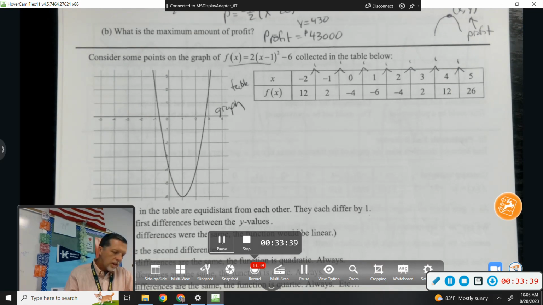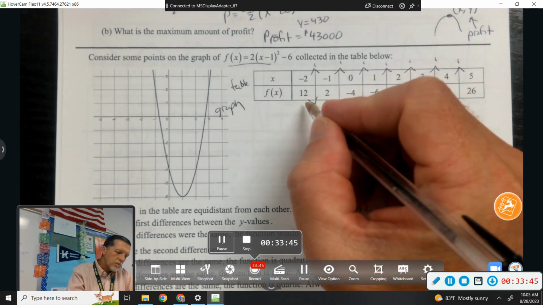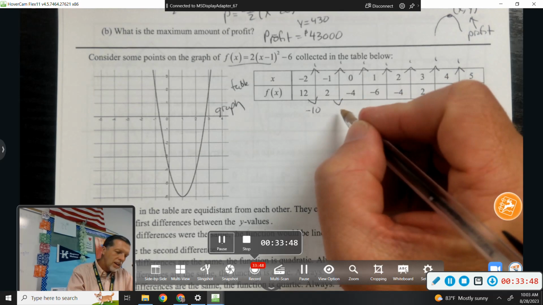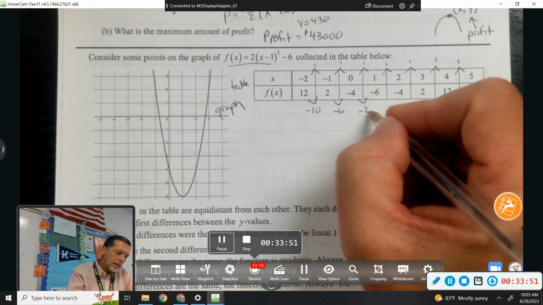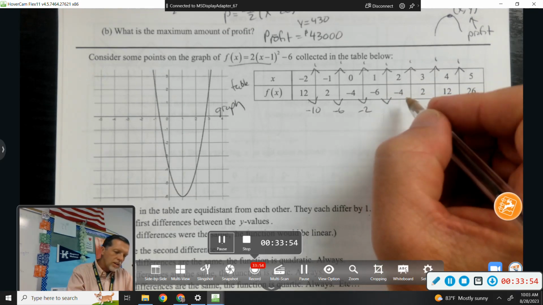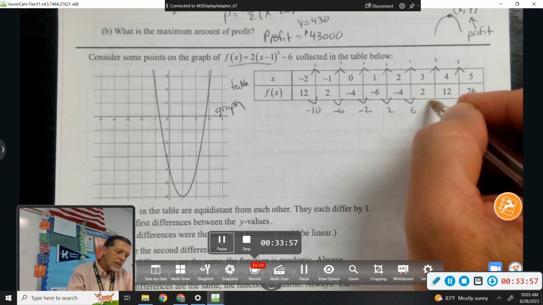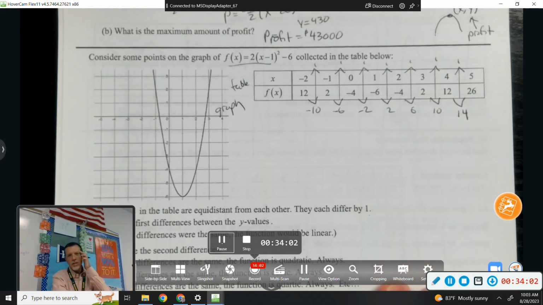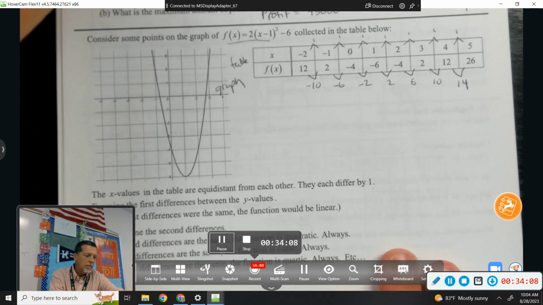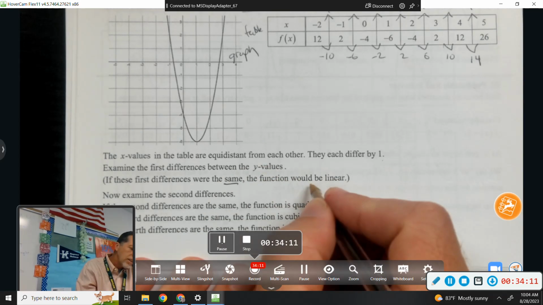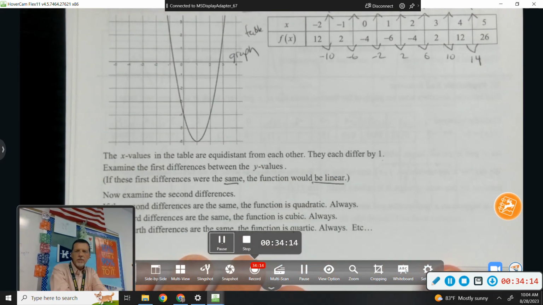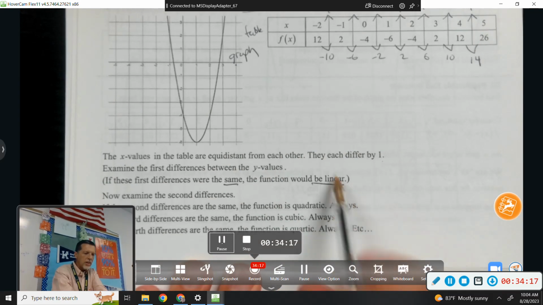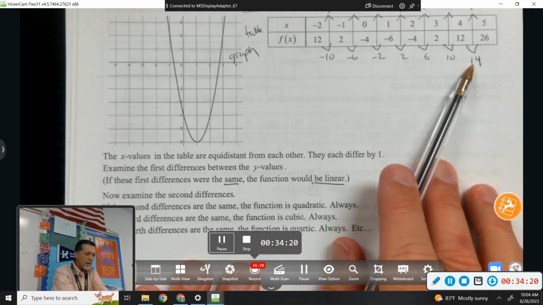Examine the first differences between the y values. So that would be negative 10, and then negative 6, negative 2, and then, we're going up now, 2, 6, 10, 14. All right, they're not the same. If those first differences are the same, then the function's linear. If they're not the same, obviously that's not linear. There is some pattern going on here, right? If the second differences are the same, the function is quadratic.